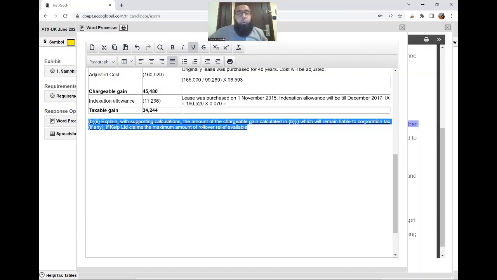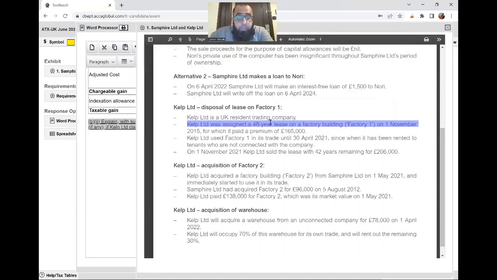If you remember the rollover relief, it is necessary that we reinvest the proceeds and there should be business use. Explain with supporting calculation the amount of gain calculated in part B1 which will remain liable to corporation tax if Calp Limited claims the maximum amount of rollover relief available. Now, let's look at the question. Calp Limited has acquired a factory and it has acquired a warehouse.